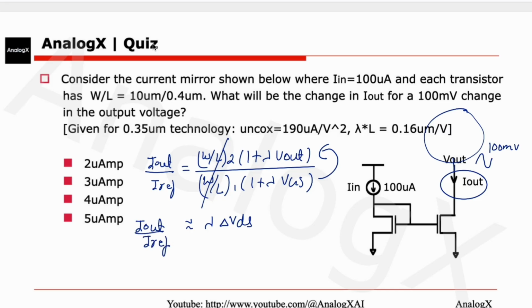So you can do this math, that's an easy one. After this you need lambda, and delta VDS is 100 millivolt. We know that R equals 1 by lambda ID. But they have given here lambda into L, so we don't need to find it from R. They have given lambda L equal to 0.16 micrometer per volt.